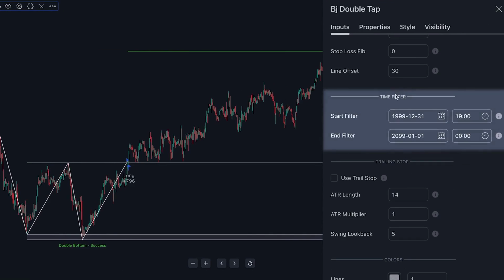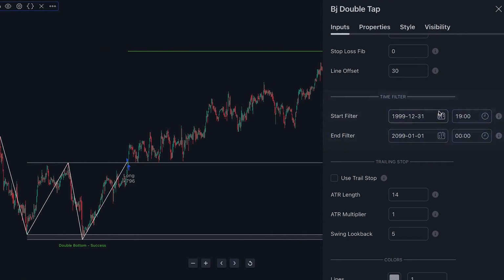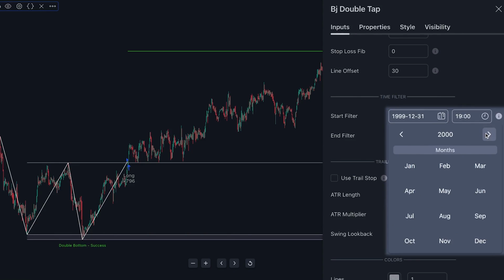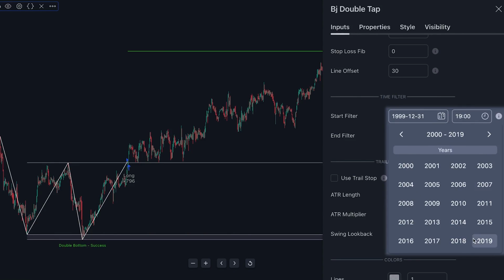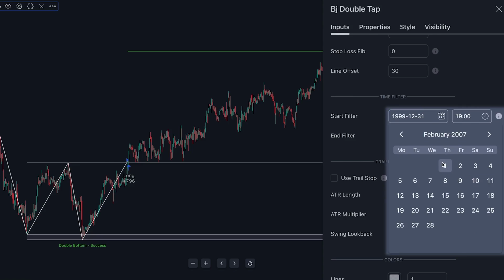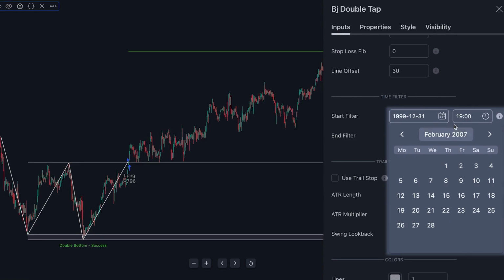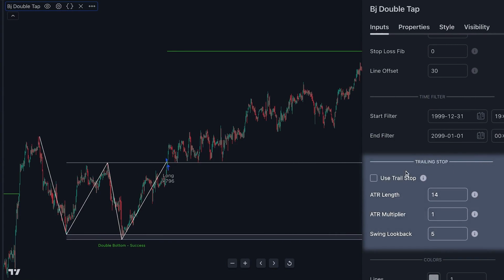Next, we have Time Filter. Time Filter allows you to specify what period you'd like to backtest. So if you would only like to do a backtest for a specific month, you can have the time period inputted here. Next, we have Trailing Stop.